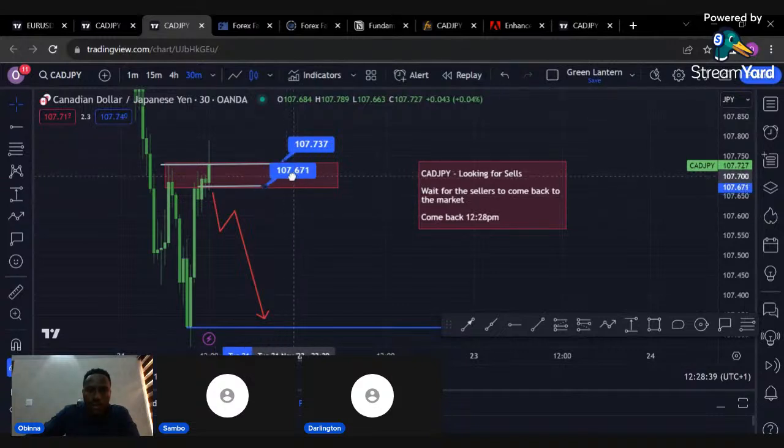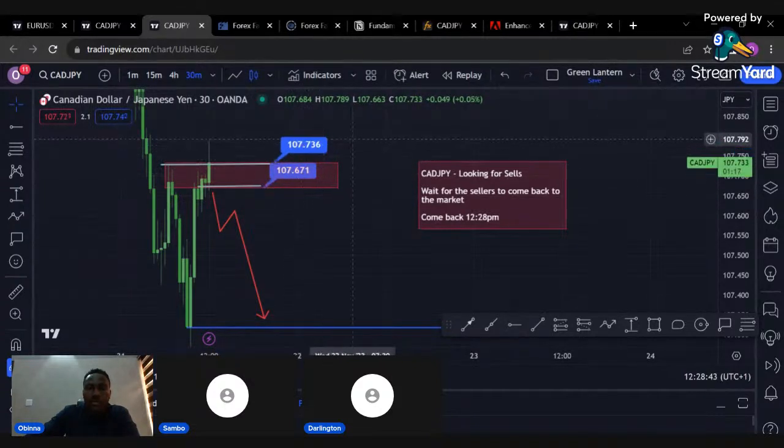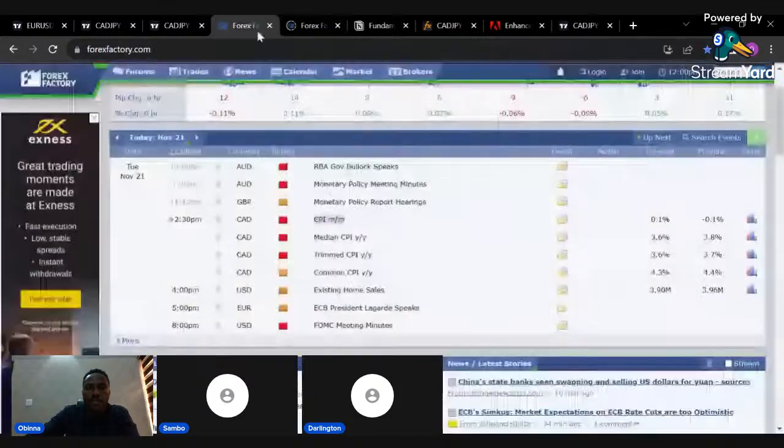So some days you have to be patient, extremely patient, to see what you want. And plus the fact that you have CPI, so sometimes it makes the market range, but it doesn't mean you can't still trade. You can definitely trade.